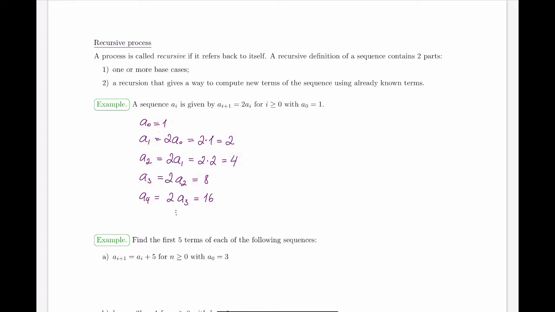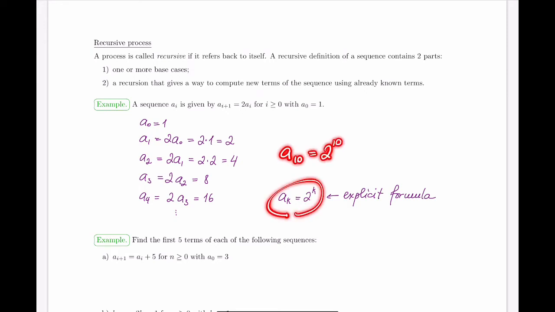So alternatively, instead of having a recursive formula that allows me to calculate only one term at a time, I have an explicit formula: a_k is equal to 2 to the power k. This is what we call an explicit formula, because it allows me to calculate any term directly. If I want to calculate, let's say, a10, the explicit formula allows me to simply plug 10 in for the index, and I'm done.